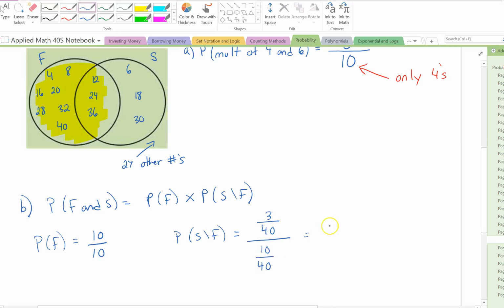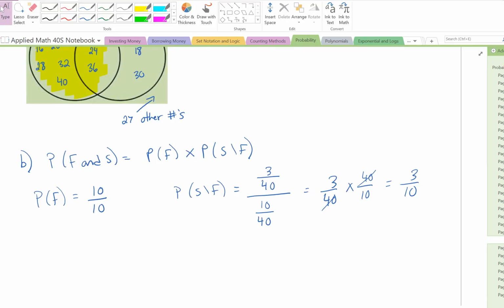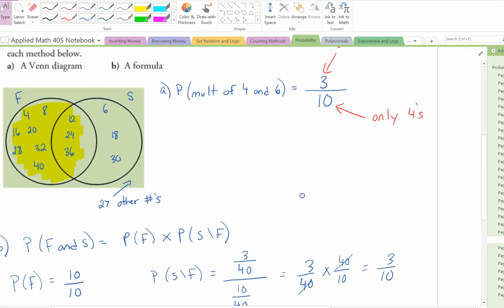And when you divide fractions, that would be 3 out of 40 times, right? When you flip the denominator, that would be 40 out of 10, which would give you the same 3 out of 10 probability. And then when you multiply them, that would be 10 out of 10 multiplied by 3 out of 10, which doesn't change this probability. You end up with, because 10 out of 10 is 1, times 3 out of 10 would still give you 3 out of 10, the same answer that we get up here.